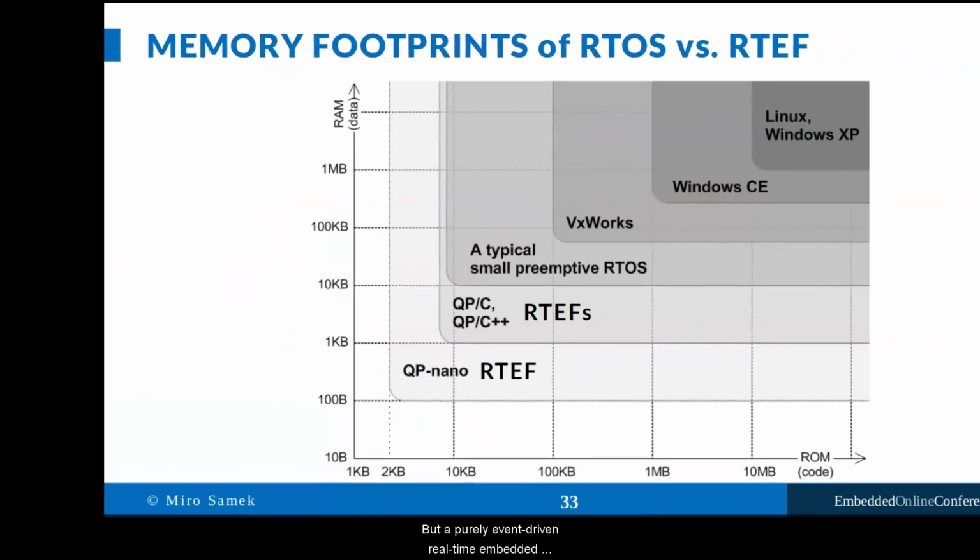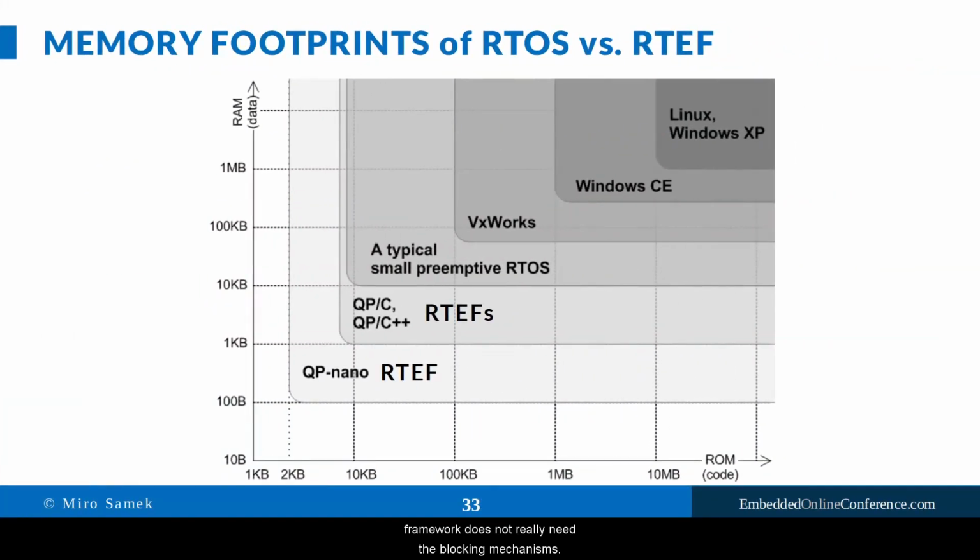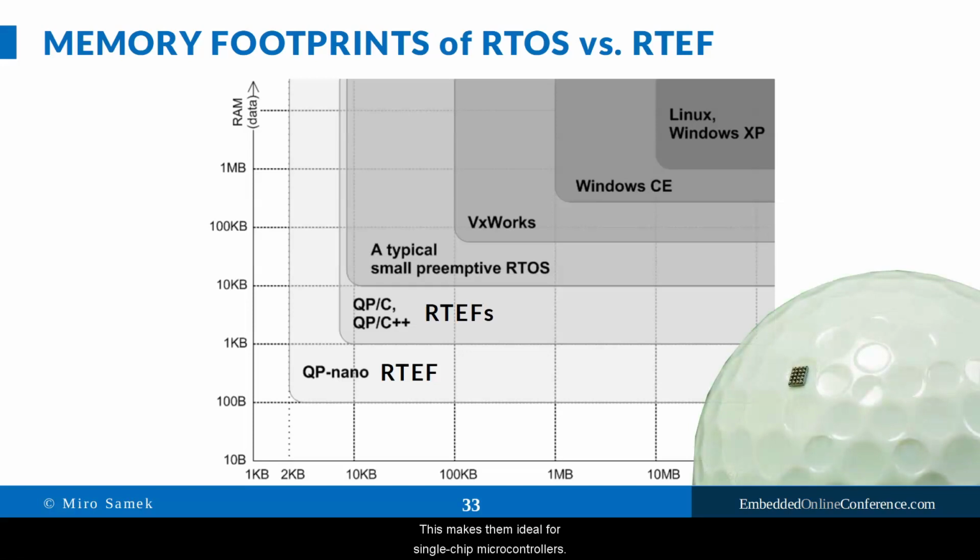But a purely event-driven real-time embedded framework does not really need the blocking mechanisms. My experience from building such frameworks for the past 20 years shows that frameworks of that type can be significantly smaller and faster than a traditional RTOS, especially in the RAM footprint. This makes them ideal for single-chip microcontrollers.